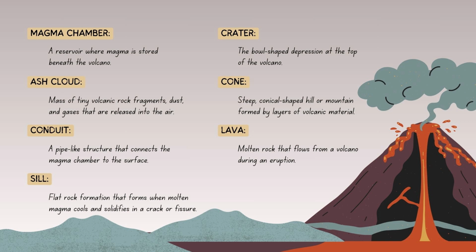Crater is the bowl-shaped depression at the top of the volcano. Cone is a steep, conical-shaped hill or mountain formed by layers of volcanic material. Lava is molten rock that flows from a volcano during an eruption.